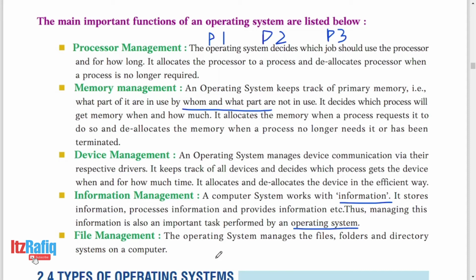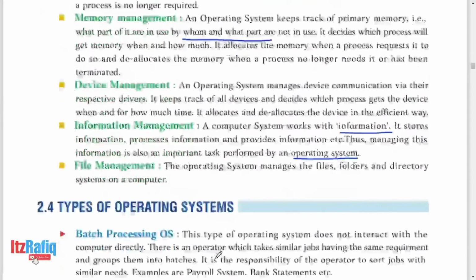Then file management. An operating system manages the files, folders and directories of the computer system, meaning whatever files are there, everything is managed by the operating system. In your operating system you may have drives like local disk C, D, E. Inside the drives you may have folders, inside folders again subfolders, and inside subfolders you may have other files. So everything is recorded by the operating system.